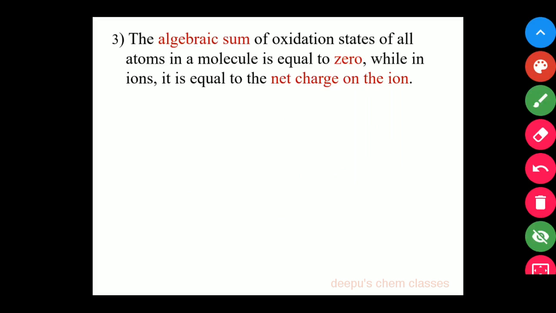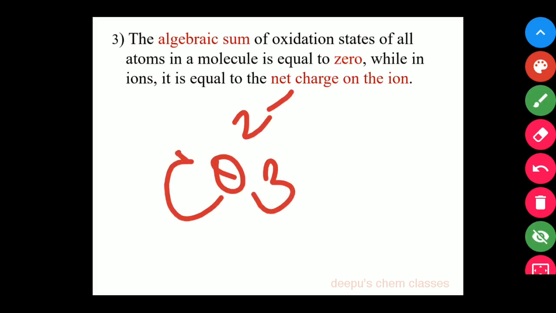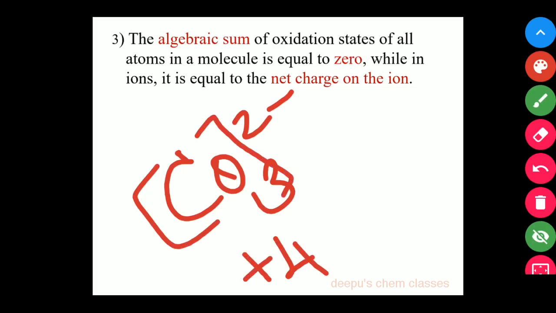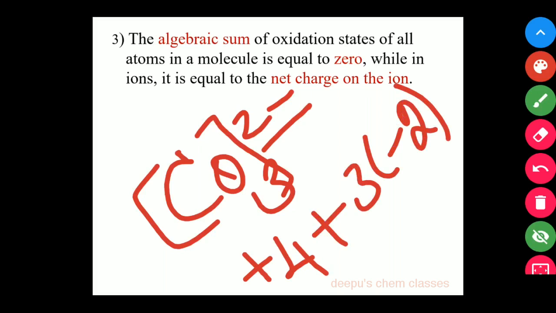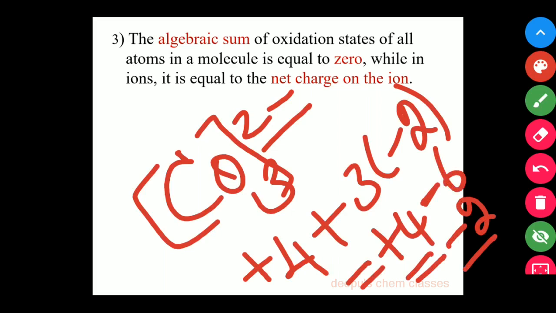You can say the same for other species also, for example, CO3 2 minus. Okay. For carbon, the oxidation state of carbon is plus 4. This is actually a carbonate radical. It carries 2 minus as the net charge. So the oxidation state of carbon is plus 4, and for oxygen, it is minus 2. For 3 oxygen, it is 3 into minus 2, which is minus 6. So plus 4 minus 6, you get minus 2, which is nothing but equal to the net charge present on the radical.